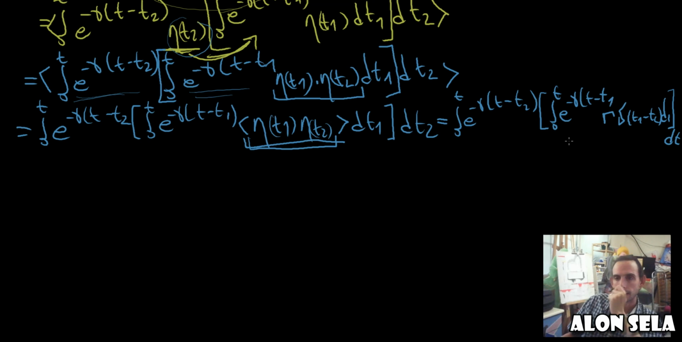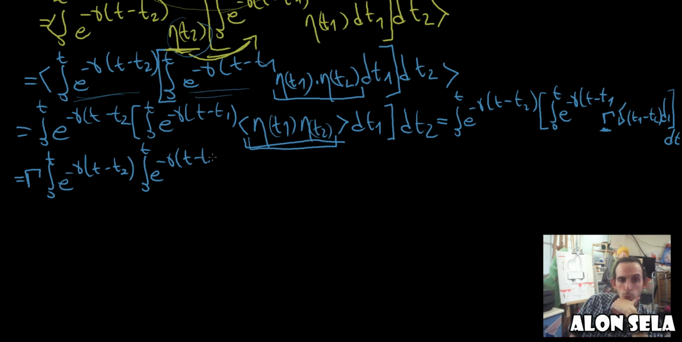Okay, now let's see. We said that this gamma is a constant, so we can pull it out of the entire double integral. So we have gamma times the integral from 0 to t of e to the minus gamma (t minus t2) of the integral from 0 to t of e to the minus gamma (t minus t1) times the Dirac delta function of t1 minus t2, dt1, dt2.